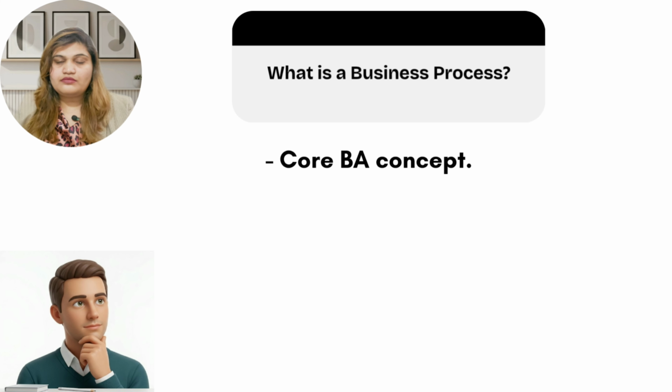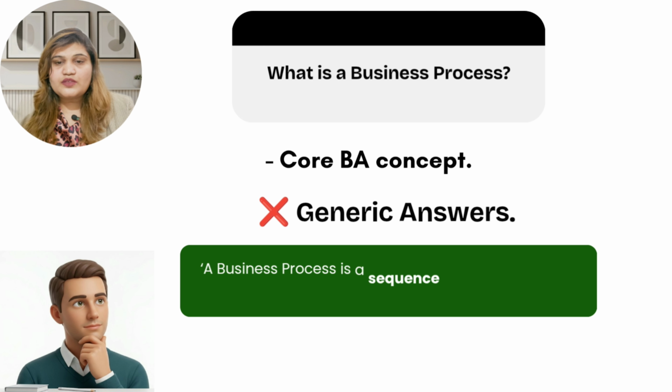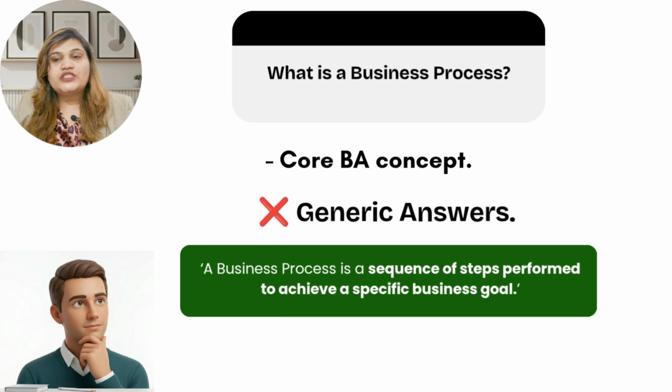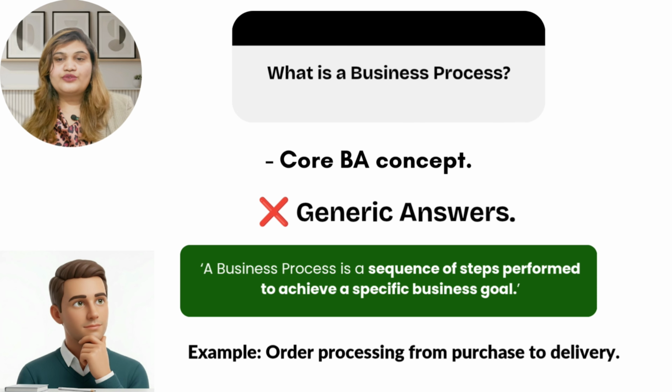What is a business process? Core BA concept. Mistake: generic answers. Here's the right way to answer. A business process is a sequence of steps performed to achieve a specific business goal. Example: order processing from purchase to delivery.